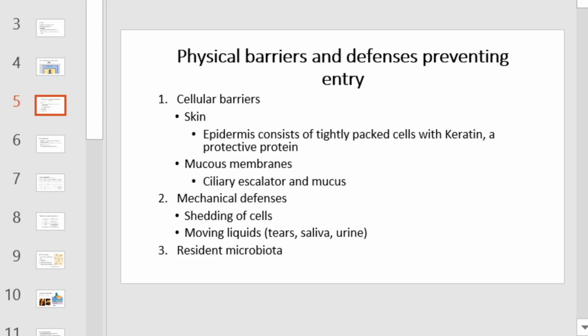Resident microbiota is a final physical barrier to colonization by foreign pathogens. Your resident microbiota live in harmony with you and occupy niches available to these foreign organisms. Their simple presence provides the competition necessary to prevent the foreign pathogen from gaining a foothold on the body.